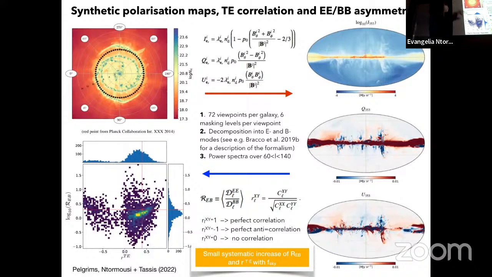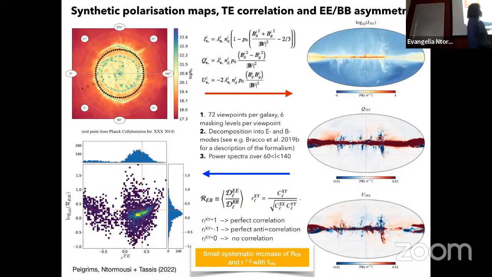And then for each viewpoint, we create a set of maps in what are called Stokes parameters. These are the actual parameters that are measured when one is measuring polarization. And this is what we get. This is the total intensity of the dust, and this is the Q parameter and the U parameter. These two are used to reconstruct the polarization vector, this direction of the magnetic field I was talking about.